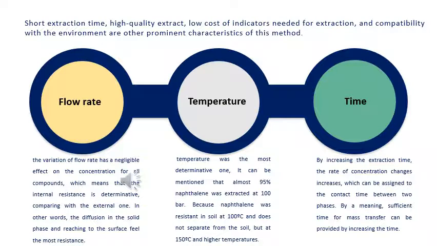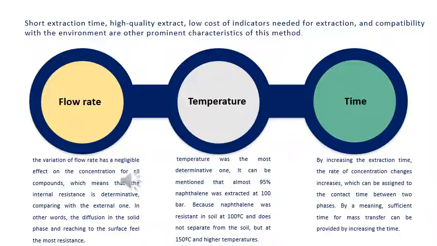It can be mentioned that almost 50–90% of naphthalene was extracted at 100 bar because naphthalene was resistant in soil at 100 centigrade and does not separate from the soil. But at 150 centigrade and higher temperatures, due to its physical properties, which change in this condition, it can be easily separated from the soil. In this study, significant changes in concentration were observed at temperatures of 200 and 250 centigrade, which is ascribed to the effect of the solubility of this compound, which increases with increasing temperature.